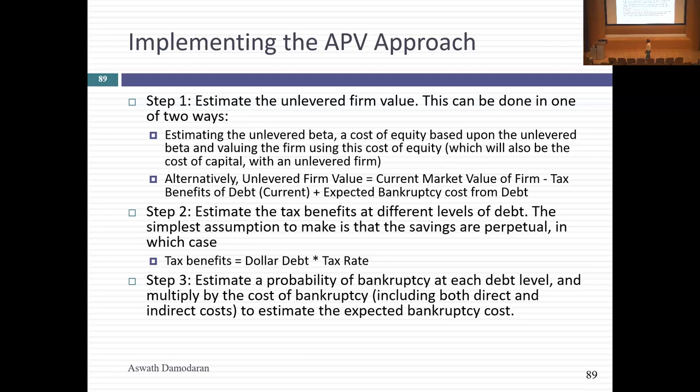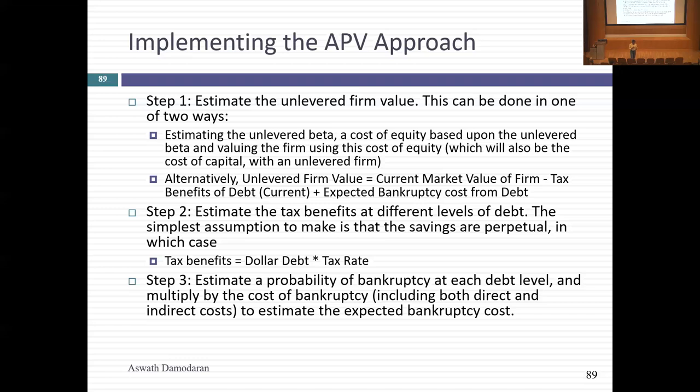We're talking about the adjusted present value approach. Three steps, right? First, you compute the unlevered firm value, the value of the company with no debt. And we'll talk about two ways of doing it. One is to do a full-fledged valuation using the unlevered cost of equity as your discount rate. The other is to back out from the market cap of the company and the enterprise value what the value would have been if they did not have debt. And I'll give you the example with Disney of how to do that.